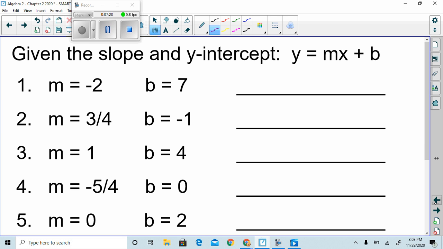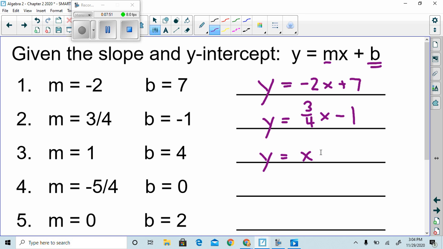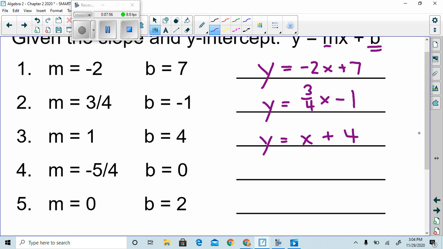If I give you this, I'm replacing the m and the b. So I get something like y is equal to negative 2x plus 7. My second one, my m is 3/4, so 3/4 x minus 1. Next one, my slope is 1. Well, 1 times x is just x. That's x plus 4. We move on to the next one. Now my y-intercept is 0. I don't have to write that 0 in. I'll just have a negative 5/4 times x.